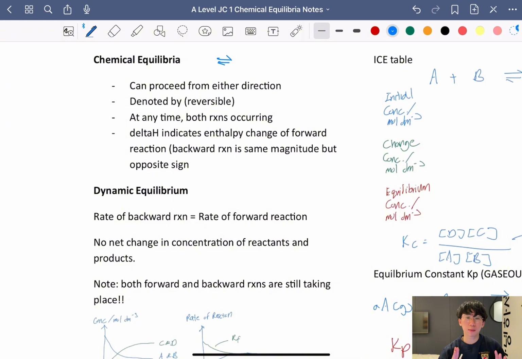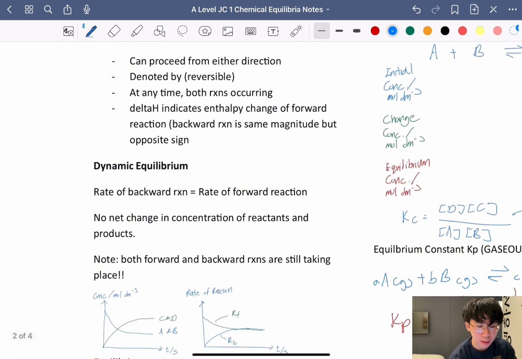When you see this reversible arrow sign, be sure to take note that this is definitely a chemical equilibria question. Next, at any time, you must know that both reactions are always occurring. It is not that one reaction is always going and the other one stops. That is not really the case. It is just that the rate of one reaction could be faster than the rate of the other reaction.